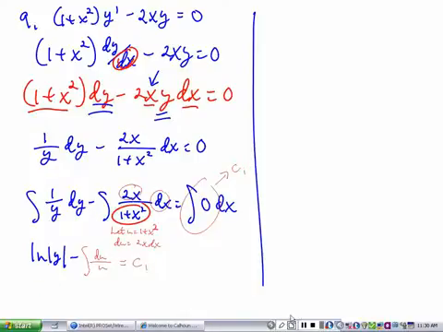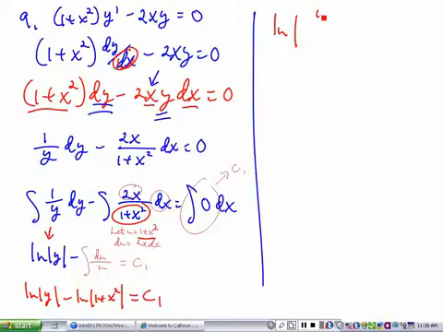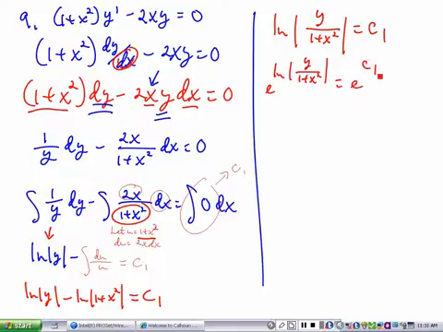So I've already integrated this guy. We have the natural log of the absolute value of y minus the natural log of the absolute value of u, but u is 1 plus x squared. That's equal to c sub 1. We can get the natural logs together. This is the natural log of the absolute value of y all over 1 plus x squared equal to c sub 1. Exponentiate both sides: e to the natural log of the absolute value of y over 1 plus x squared is equal to e to the c sub 1.